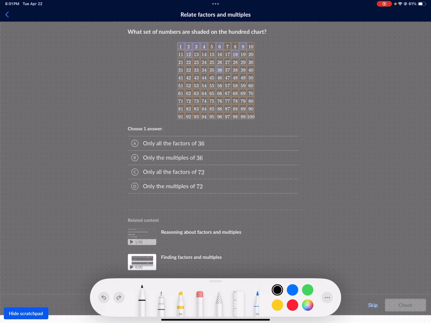So we know it's not going to be multiples of 36. Because no, not multiples, the factors. So, first off, we know it's not going to 72. So, we can eliminate that. Because even if it was going to 72, 72 would also have to be included. And it's not the multiples, because the multiples, again, are the exact opposite of 36. The answer is A, only all the factors of 36, because all of these numbers go into 36.